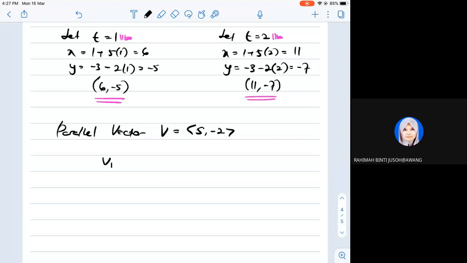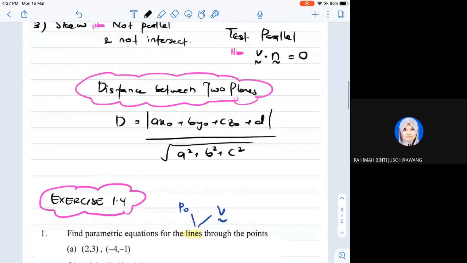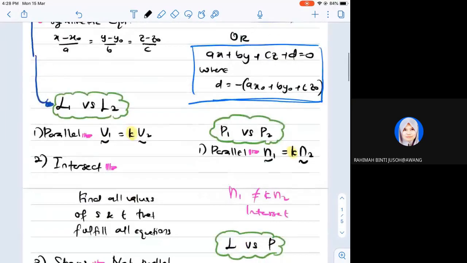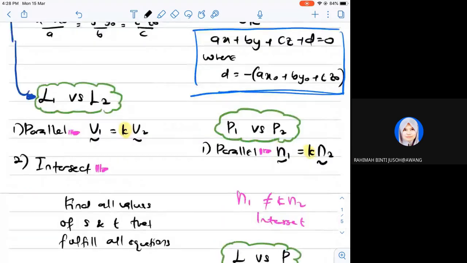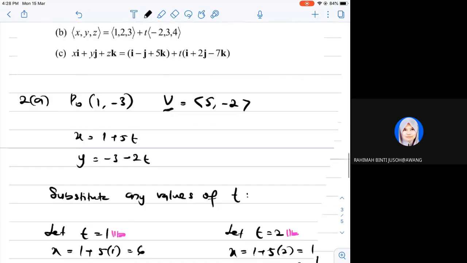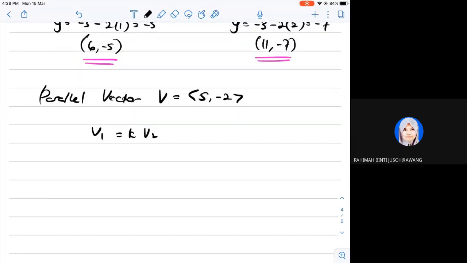Guys, tadi kan macam ni, V1 equals to KV2, something like that kan. Ni, test parallel ni, penat saya buat tadi mind map ni. Test parallel. Itu kan formula dia kan. So you darab je lah. Let's say ni you punya V2.